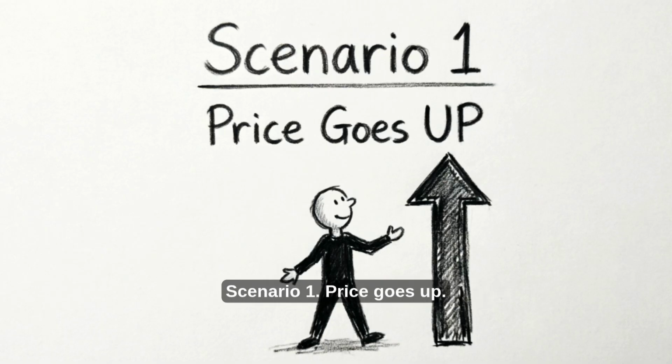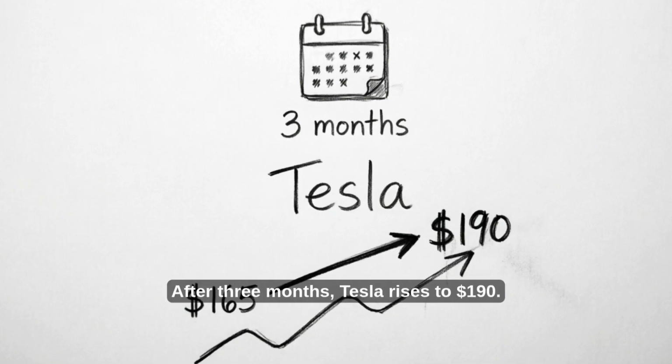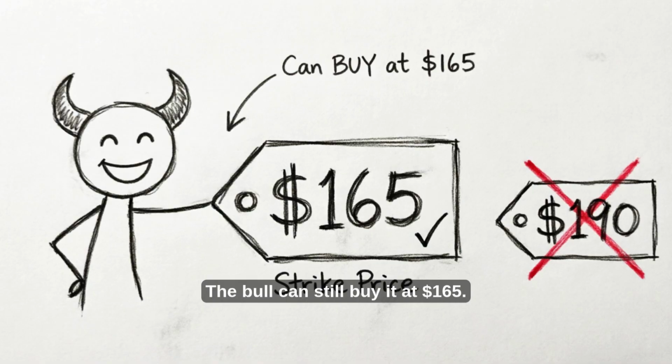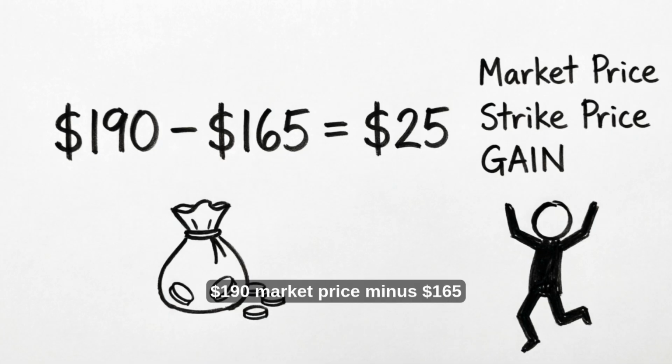Scenario 1. Price goes up. After 3 months, Tesla rises to $190. The bull can still buy it at $165. That means profit. $190 market price minus $165 strike price equals $25 gain per share.